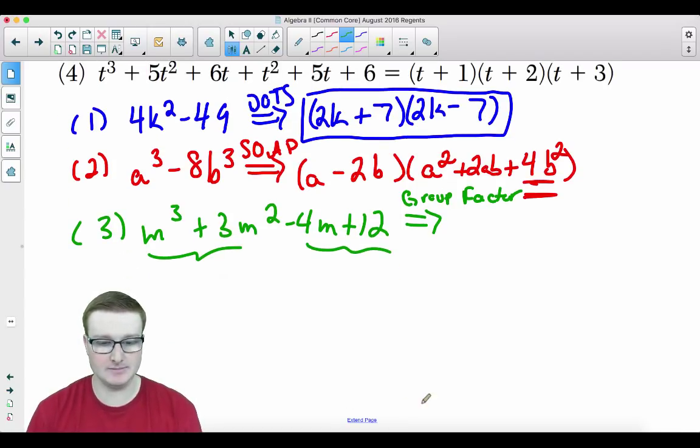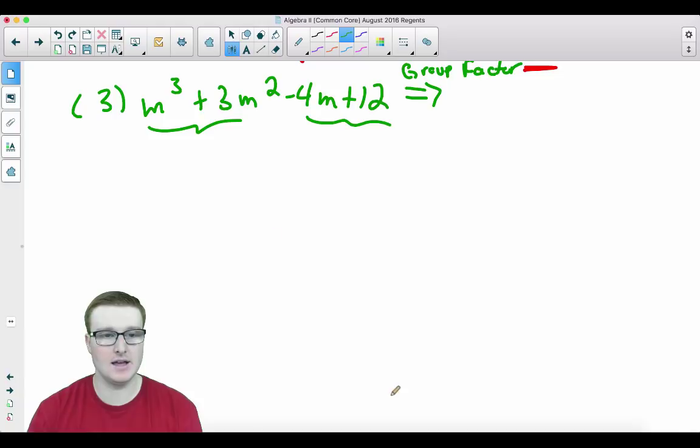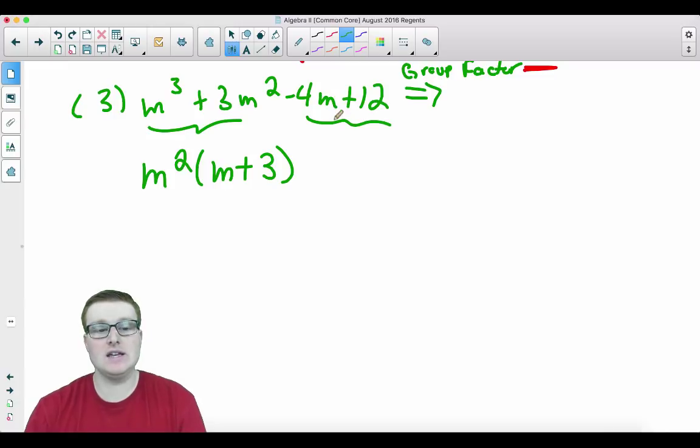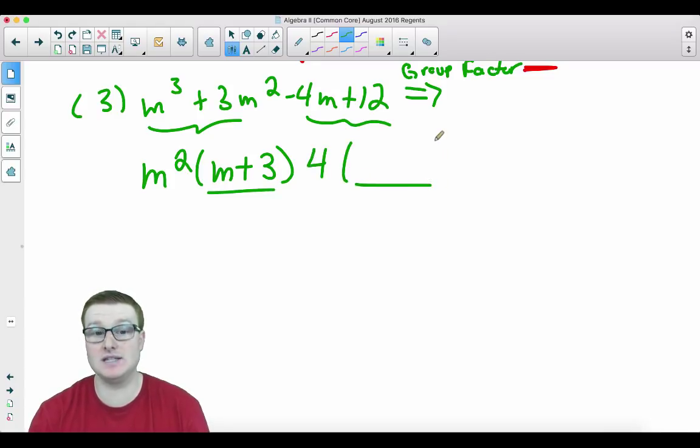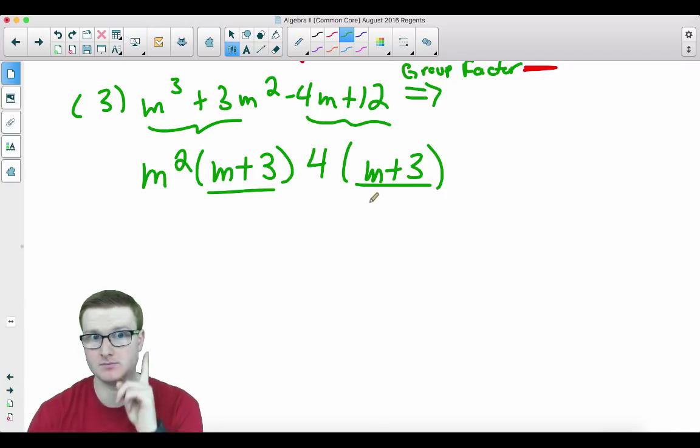So when you group factor, you take out a GCF first. So you take out an m squared. You're left with m plus 3. Now over here, you take out a GCF. So you have to be quite careful how you do this. So let's take out a 4. You know that this binomial has to match with this binomial. So this has to be m plus 3, right?